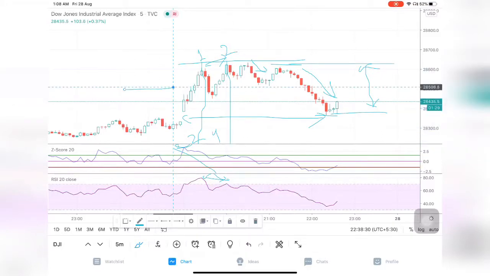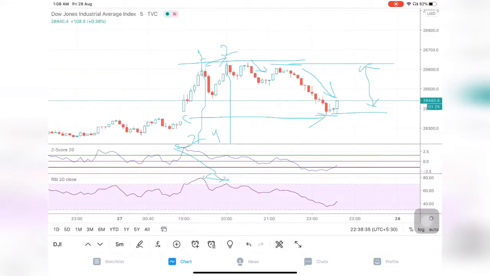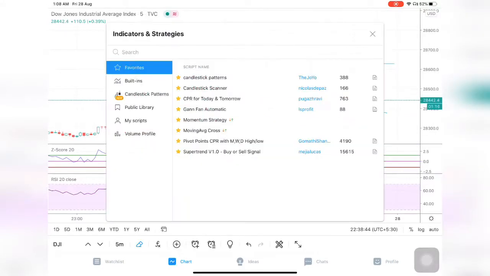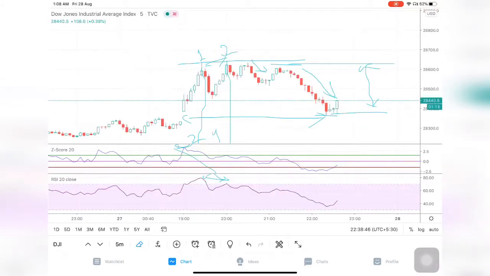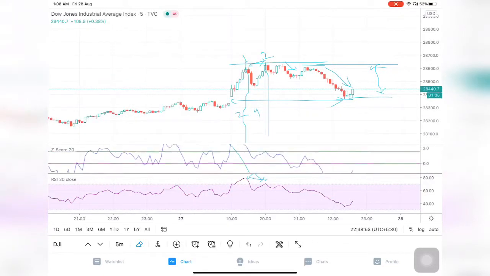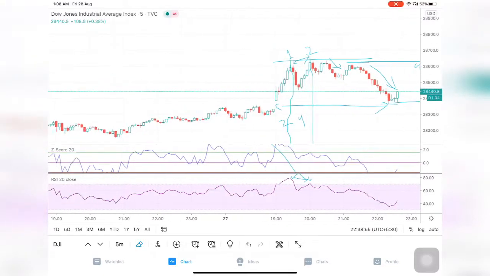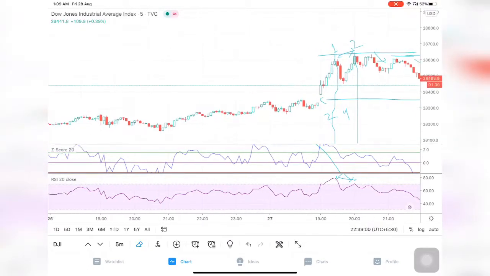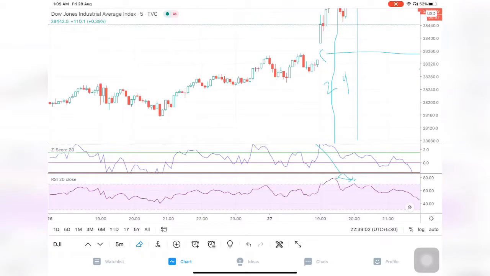Okay, so similarly, if you go back and do all the back tests, you'll definitely be able to see a lot of good results. Okay, you go back, then you'll also be able to find a lot of divergences.